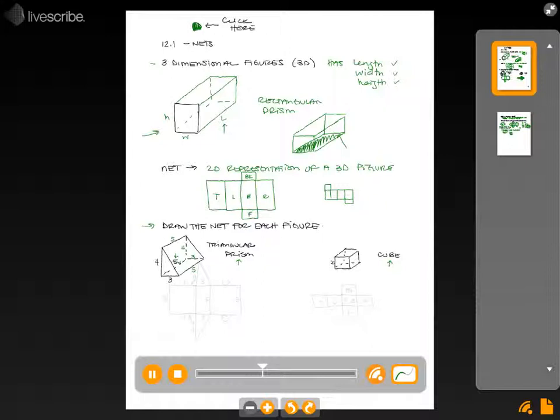So let's start with the bottom. We're going to start with the bottom again. We have a rectangle. That rectangle is 3 and 5. Now let's draw the rectangle that's facing the right, kind of the upper right-hand side. It's a bigger rectangle.